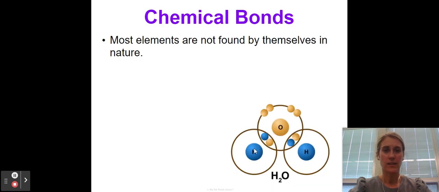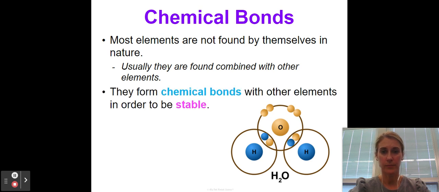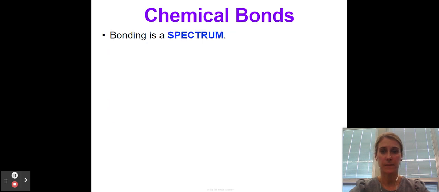All right, chemical bonds in general. Remember that elements are really not found by themselves in nature, most of them. Usually they are combined with other elements in compound form, and they form chemical bonds to become stable. So how they do it, whether it's ionic or covalent, they're still trying to achieve that same goal. A chemical bond is a force or mutual electrical attraction that holds atoms together in a substance.